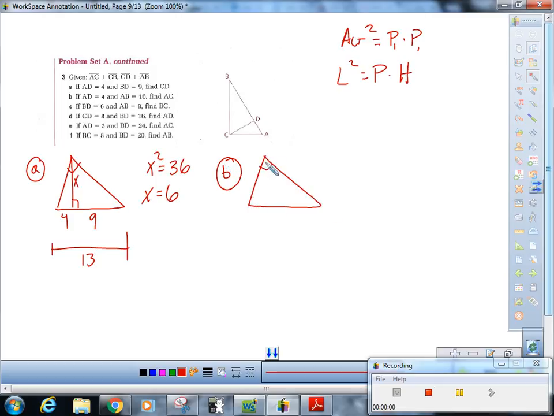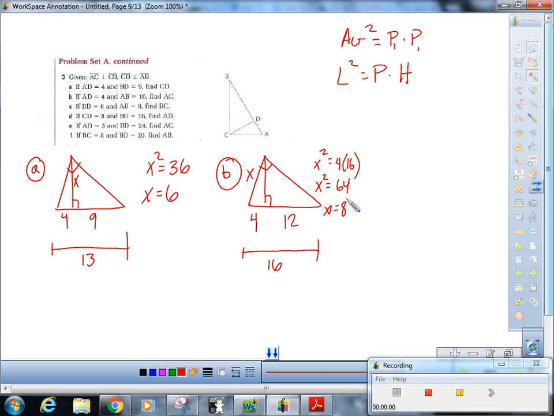just start with a little picture. Okay, AD is once again 4. AB this time, the entire thing, is 16. So that makes this 12. Okay, and they want to find AC. So AC is this. Leg squared is part times whole. So x squared is 4 times 16. What is 4 times 16? Let's see, 64. So x equals 8.